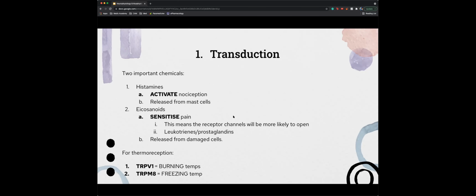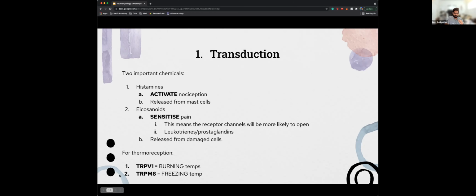There are 2 important chemicals in terms of transduction. So we have histamines, right? And then eicosanoids, and I'm going to butcher this. Our histamines activate nociception, so they activate the receptors and the fibers, and they're released from our mast cells. Whereas the eicosanoids, you guys know what I'm trying to say, they sensitize pain. What this means is the channels will be open. This is done via the leukotrienes and prostaglandins, and these are usually released from damaged cells.